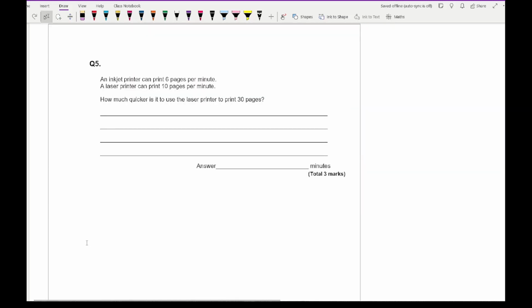Question 5 then says that an inkjet printer can print 6 pages per minute. A laser printer can print 10 pages per minute. How much quicker is it to use a laser printer to print 30 pages? So for the inkjet printer, it's going to take 30 divided by 6, which is going to give me 5. So it's going to take 5 minutes. And then for the laser printer, it's going to be 30 divided by 10, which is 3. And the question's asking how much quicker is it? Well, just take away those two numbers, so the answer is going to be 2.